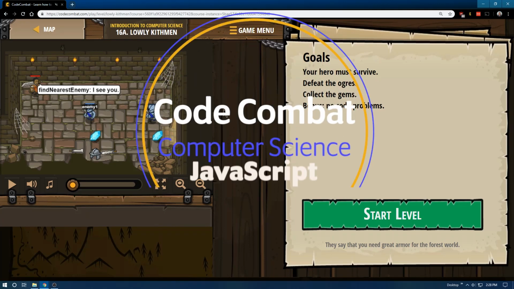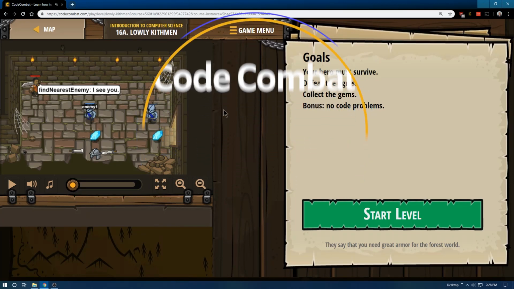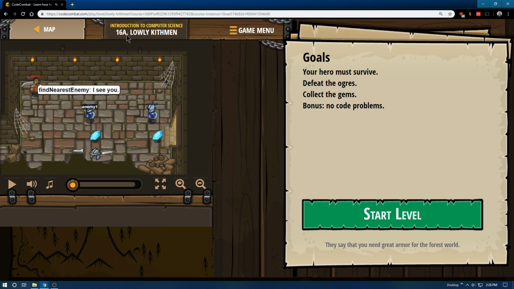This is CodeCombat, the JavaScript version of the game. Introduction to Computer Science, this is level 16A, Lowly Kithmen. The hero must survive, defeat the ogres, collect the gems. Bonus: no code problems.